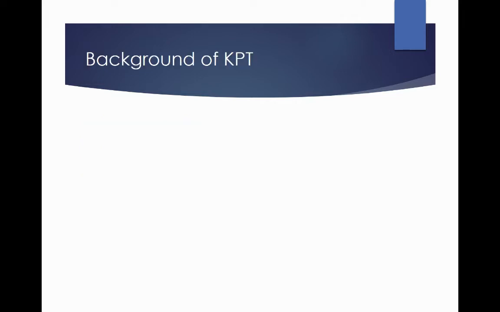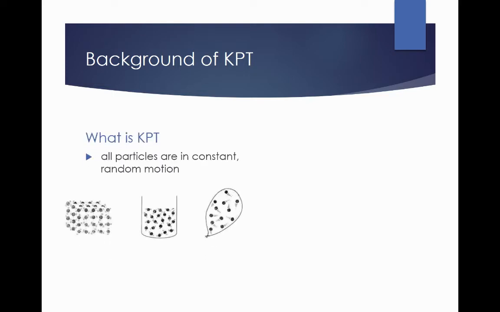Now the background of KPT will bring us to think about two questions. The first one is, what is KPT? It is basically the fact that all particles are in constant random motion. Now you might recall that there is an experiment called the Brownian motion that was able to show that particles are always moving, and it is never possible to predict how they move. Therefore, we say that they are always moving, constantly moving, and since it is unpredictable, the motion is described to be random.